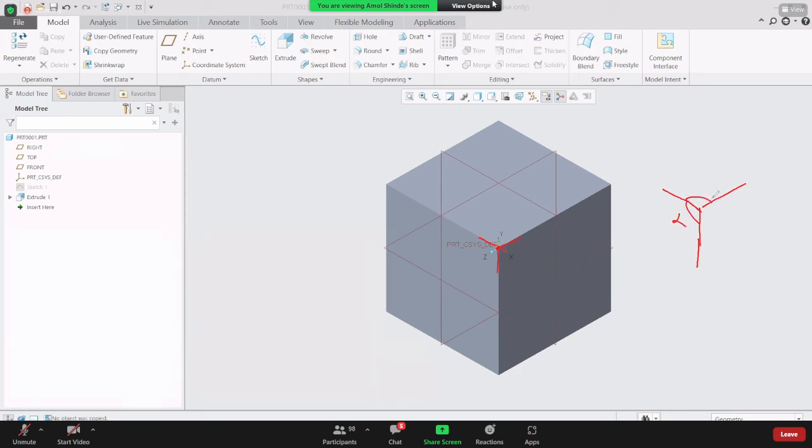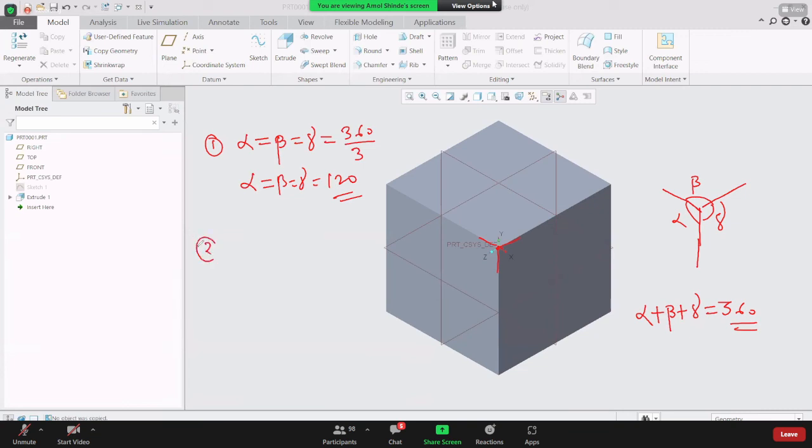Let us say this angle is alpha, this angle is beta, and this angle is gamma. What would be the condition? Alpha plus beta plus gamma is equal to how much? 360. Correct. So I get condition 1. If alpha is equal to beta is equal to gamma, then 360 divided by 3, so each angle is equal to how much? 120. Okay, 120. I'll get condition number 2.